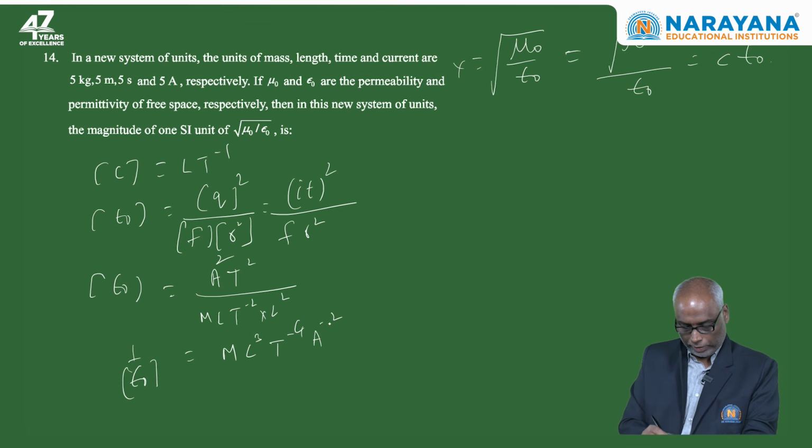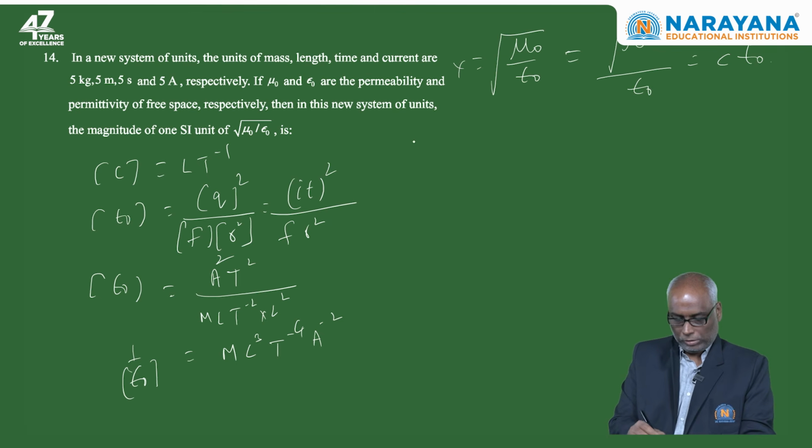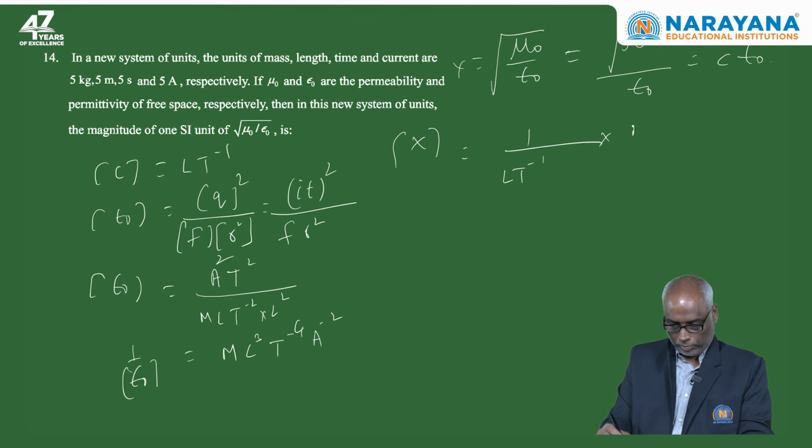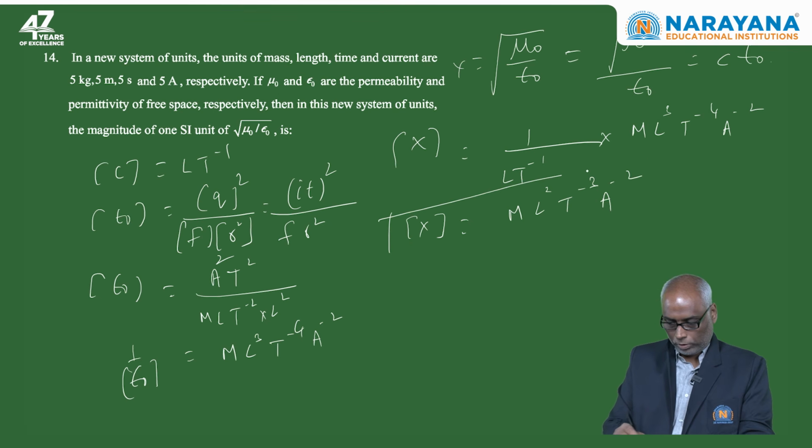So, A to the power of minus 2. The dimensional formula of quantity x is nothing but 1 divided by c, which is L T^-1, and 1 by epsilon naught, whose dimensional formula we got as M L^3 T^-4 A^-2. The dimensional formula for x becomes M L^2 T^-3 A^-2. This is the dimensional formula for x.